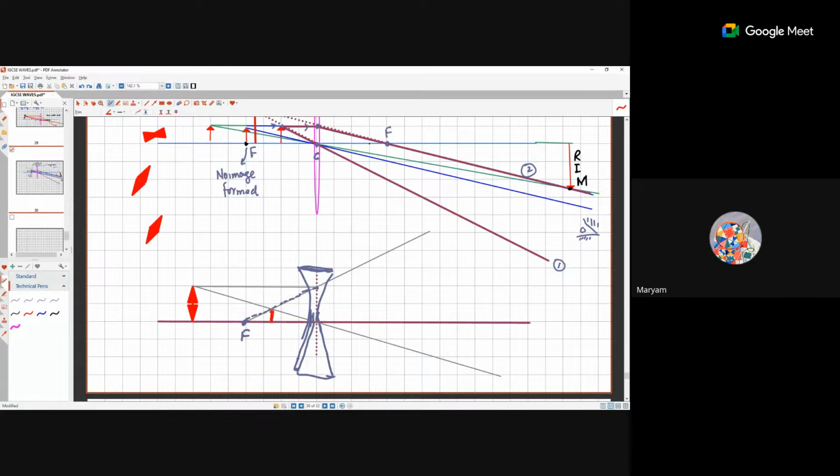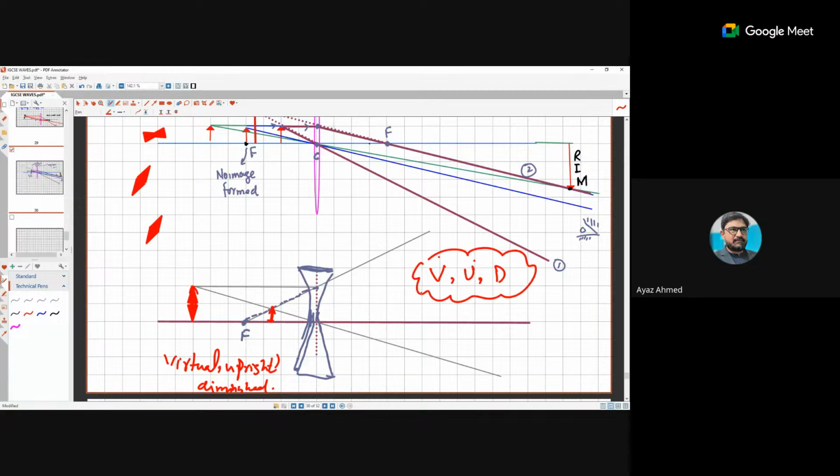Sir, this is virtual, is it? Yeah, definitely it is virtual. So it is upright. Let me set this a little. Basically it is virtual, upright, and diminished. In a diverging lens, wherever you place the object, the image will have the same properties: virtual, upright, and diminished. There it was virtual, upright, and magnified. Here it will be virtual, upright, and diminished.